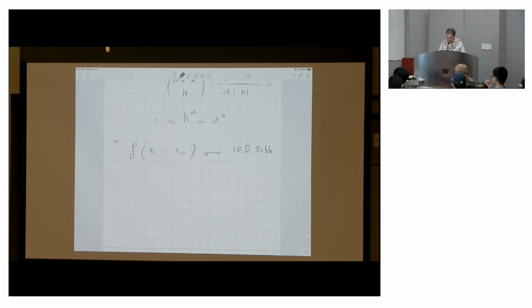And as I said, if instead of x10 you have x100, then for 10 partitions only per xi, the entries are 10 to the 100.